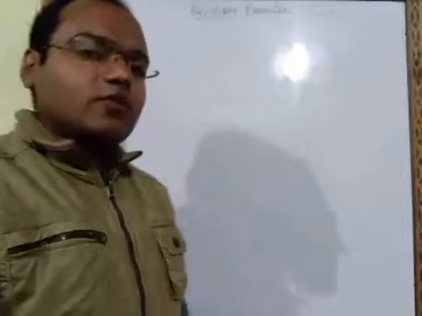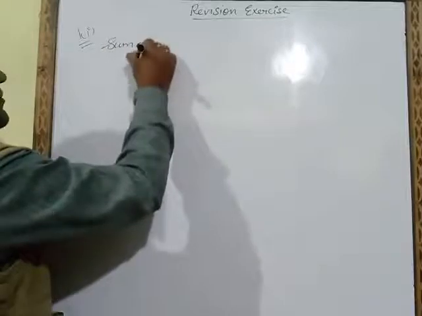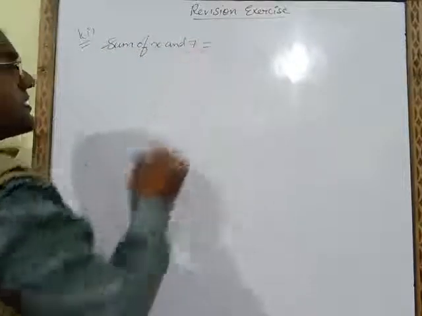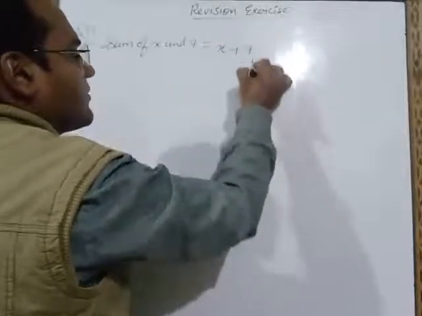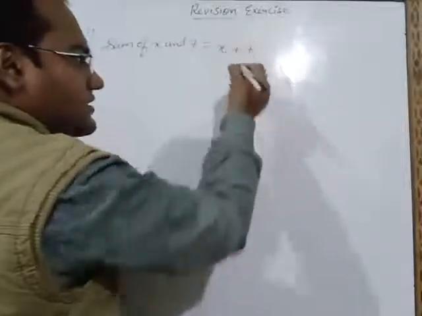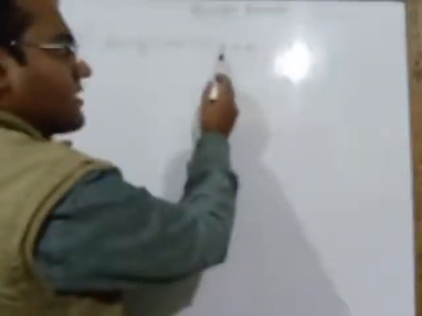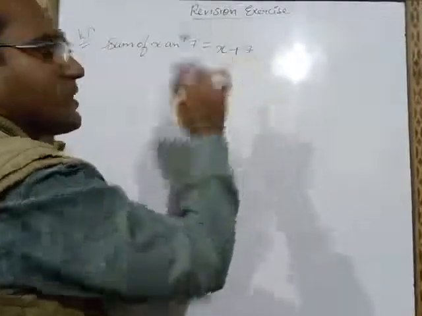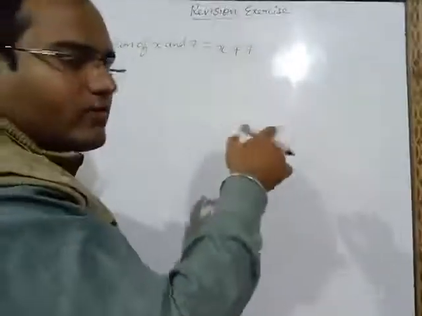Half the sum of x and 7. First of all you will write sum. Whose sum you have to write? Sum of x and 7. Sum means plus, so you have to add them. X plus 7, when we do that, the final answer is x plus 7 only. We will not be able to solve it further because here it is an alphabet and here there is no alphabet. So x plus 7 will remain as it is. We will not be able to solve further.